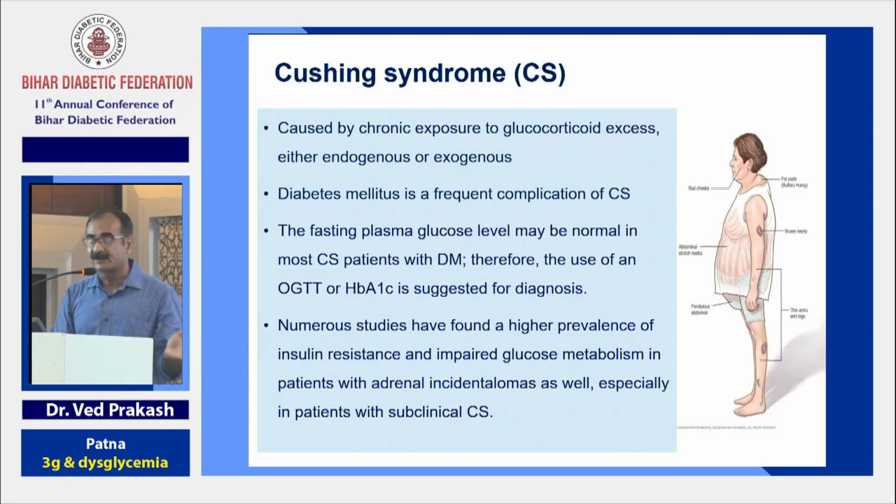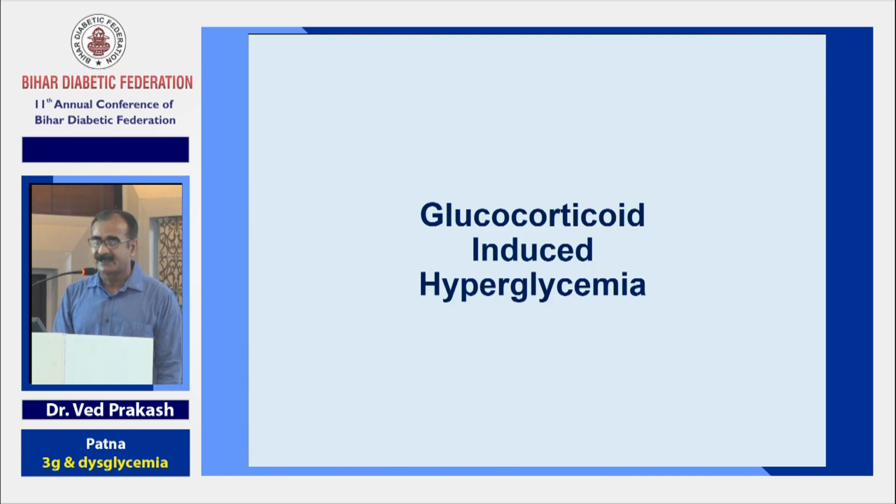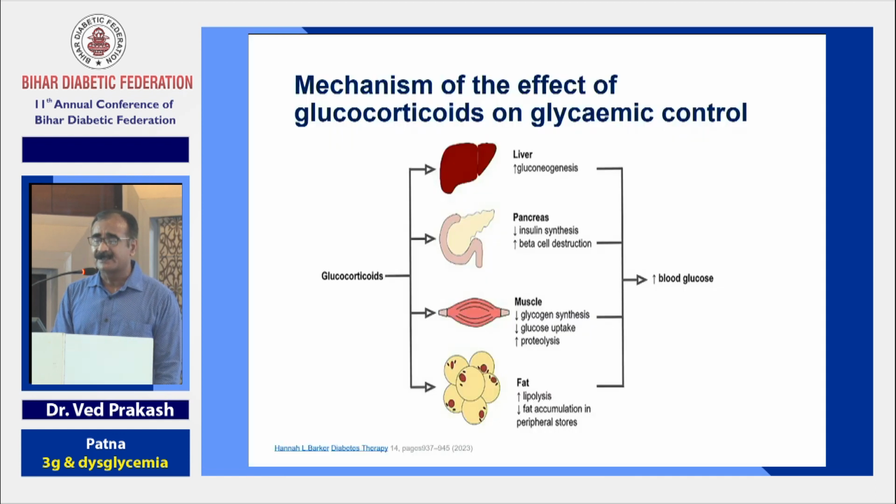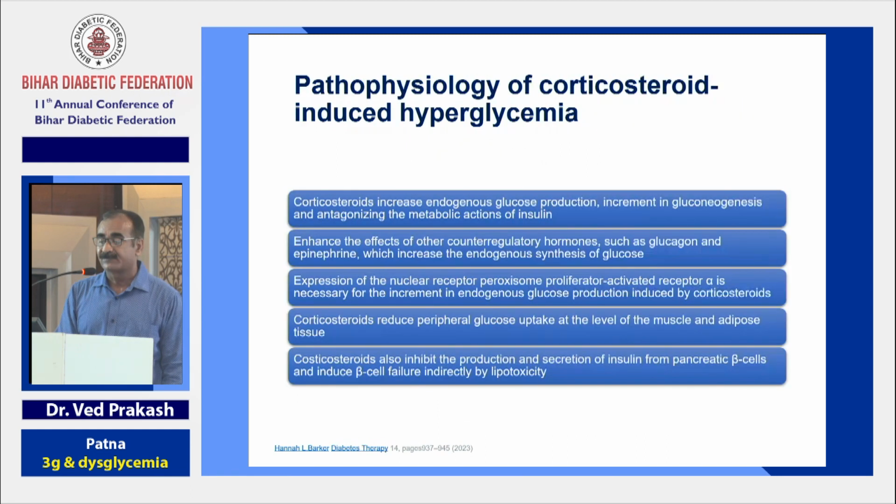Cushing syndrome is one of the causes of cortisol excess. It can be endogenous or exogenous. Exogenous glucocorticoid excess is the most common scenario, and Cushing syndrome is relatively less common. Glucocorticoid-induced hyperglycemia: at the level of the liver, it promotes gluconeogenesis. The pancreas decreases insulin synthesis and has increased beta cell destruction. At the muscle level, it decreases glycogen synthesis, decreases glucose uptake and promotes proteolysis. At the fat level, it causes lipolysis and decreases glucose utilization.